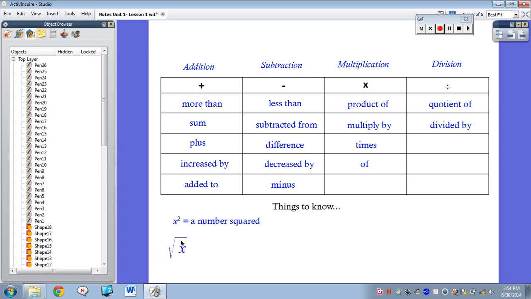All right, you might also see this symbol. Okay, this symbol is the square root. Okay, and then it's the square root of a variable. The variable represents a number that we don't know, so it's the square root of a number.